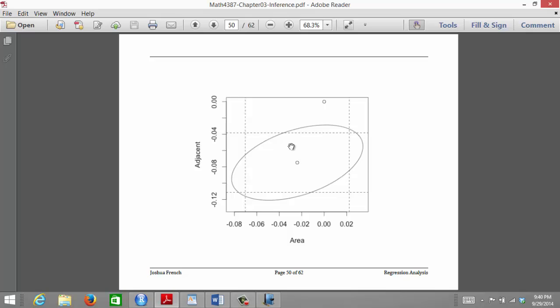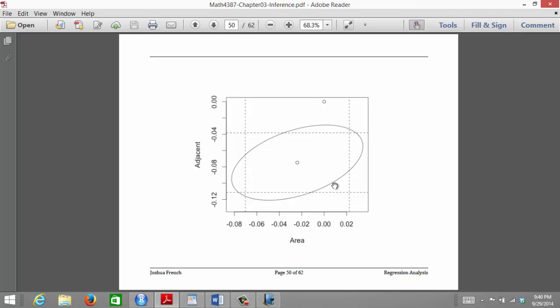Notice that does not mean that one of them, or that both of them, are different from 0. In fact, it's perfectly reasonable for the area regression coefficient to be equal to 0. Here we can just see that from our x-axis. But for the adjacent regression coefficient, it doesn't look like 0 is all that reasonable. So that's some of the information that we have here.